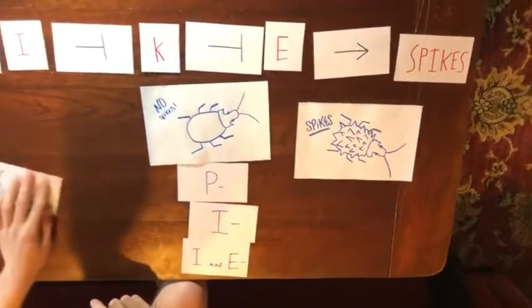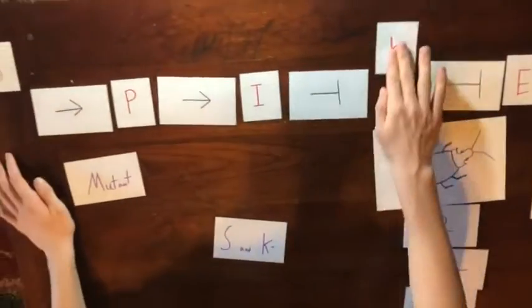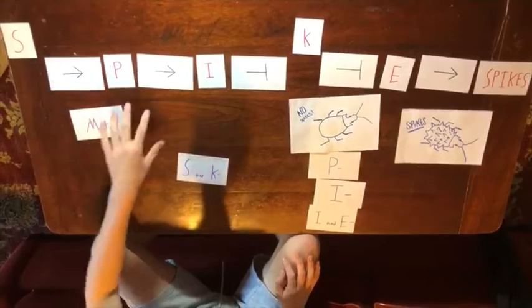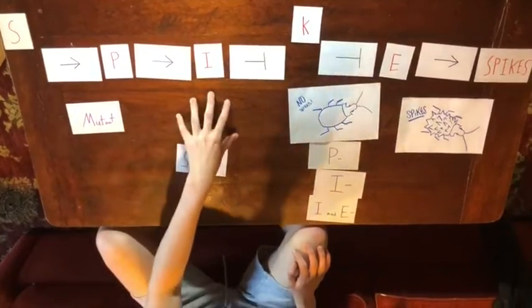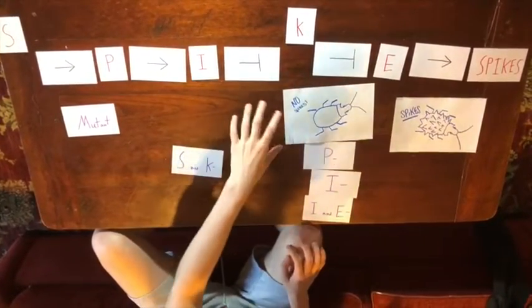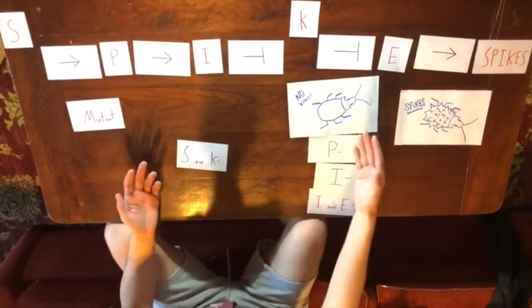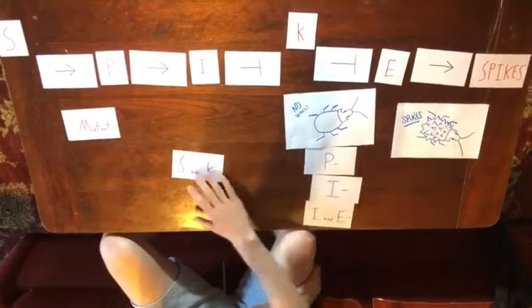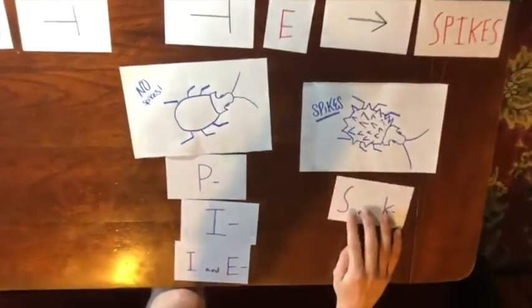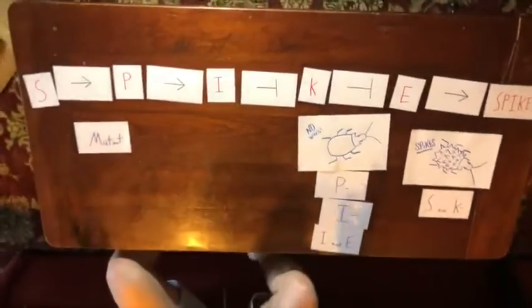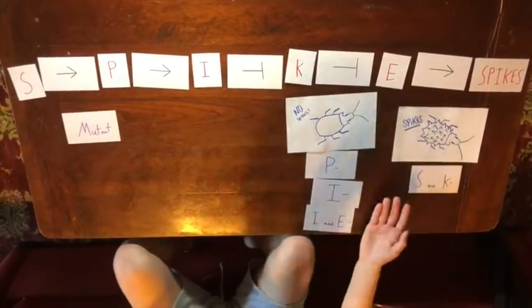Now what about a mutant S and K? If we have a mutant S and K, we see that S cannot activate P, so P cannot activate I, which means I can't block K, but there's no K, because K is mutated, so K cannot block E, meaning spikes are made.